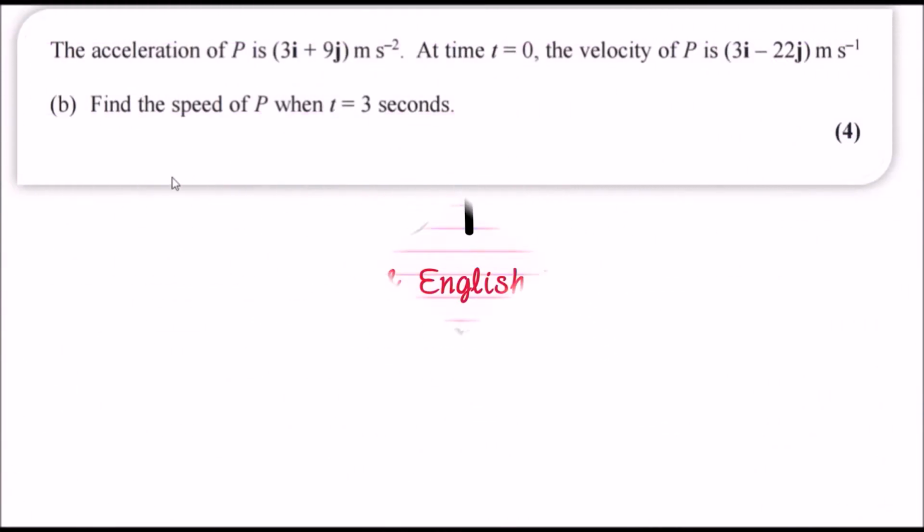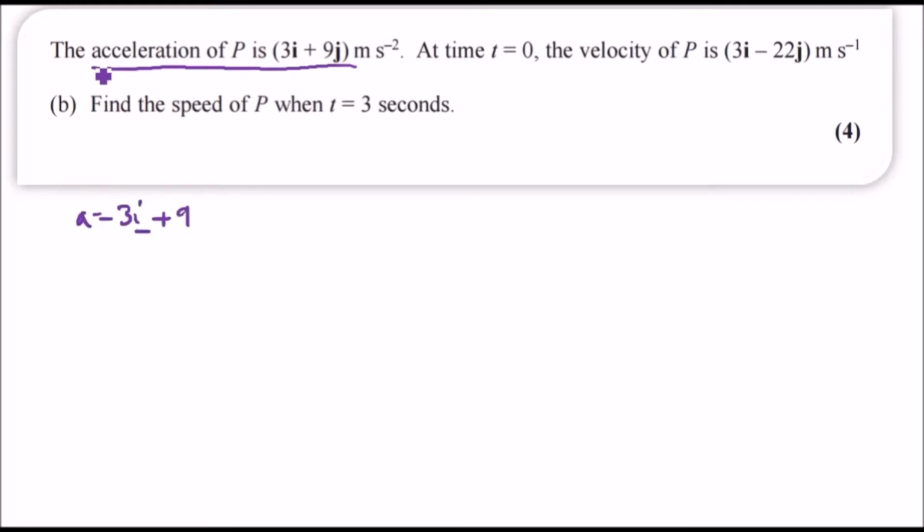Won't lie, this question is quite standard, so it's going to be pretty good. So what do we have here? We have the acceleration of p is 3i plus 9j. So let's write down, we've got a equals 3i plus 9j. And we know at time t equals 0, the velocity of p is this. So this means that the initial velocity, we can call this u equals 3i minus 22j.